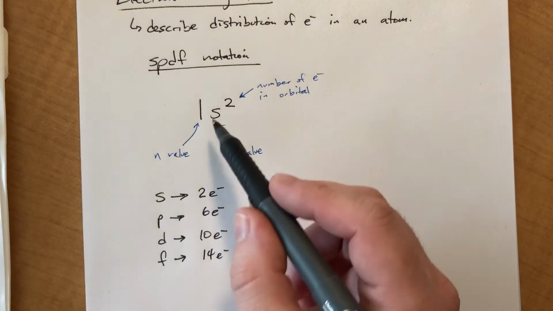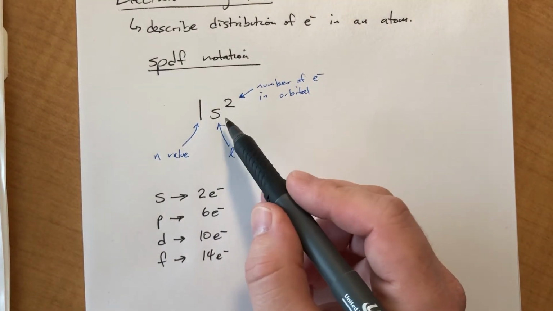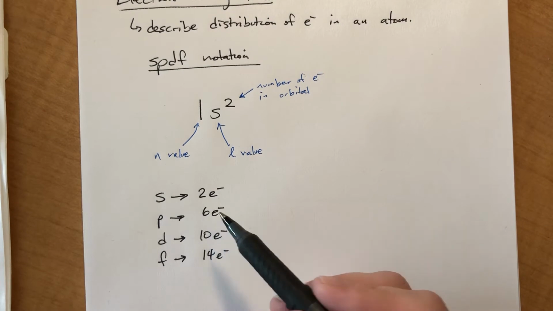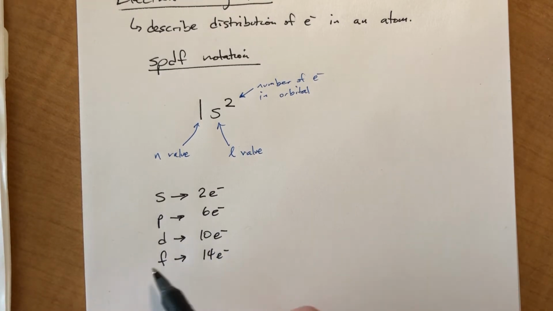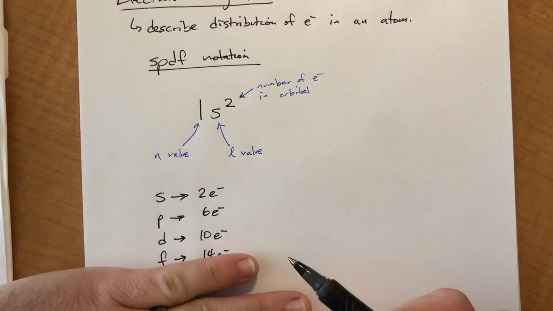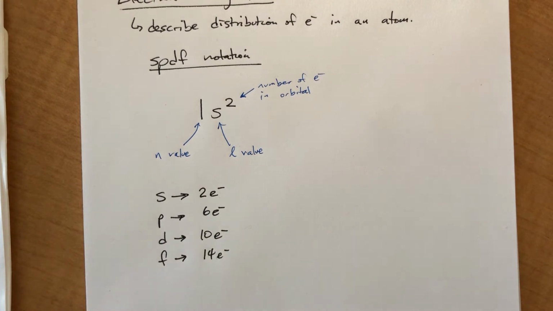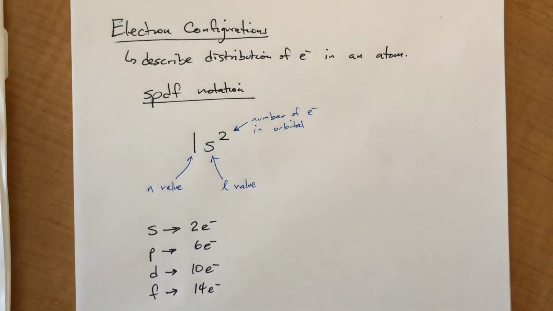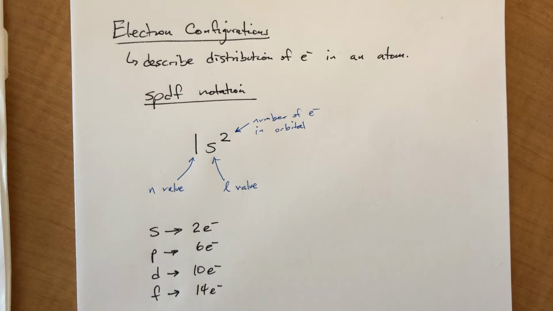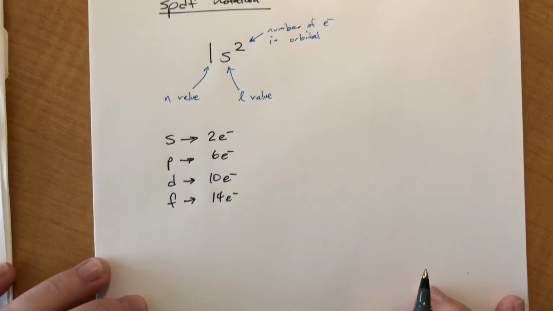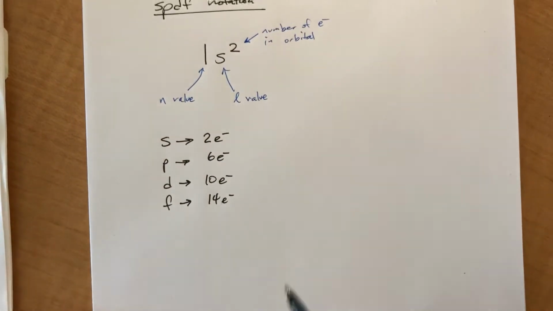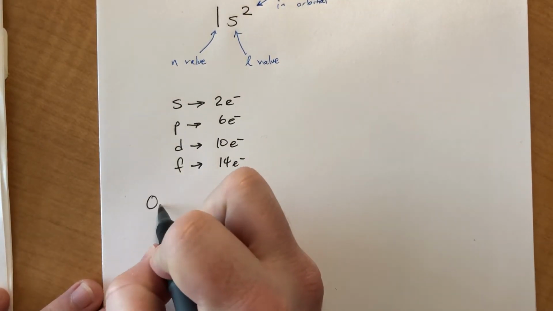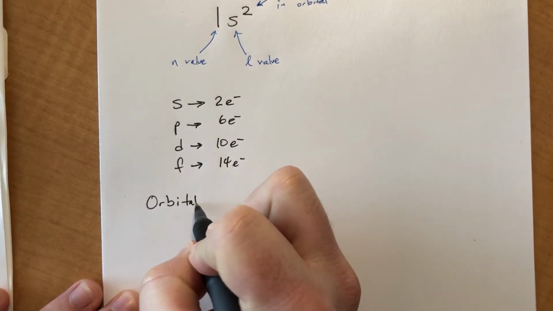So an s can hold up to 2, so this one is maxed out. A p orbital can hold up to 6, d orbitals up to 10, and fs up to 14. Fs don't come up all that often, but it's probably still good to know. This is the most common way to do electron configurations, and we are going to do a lot of this. But there is another slightly more detailed version called orbital diagrams. It's related, essentially just electron configurations with more details.